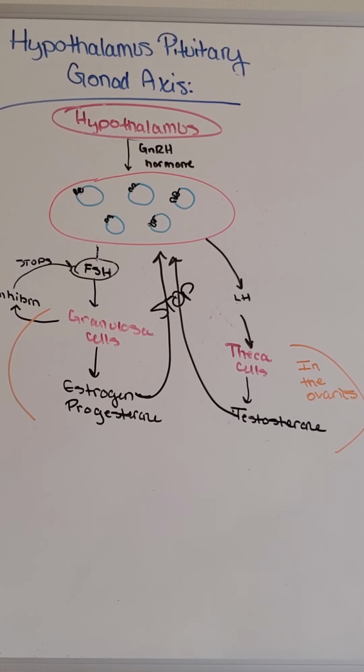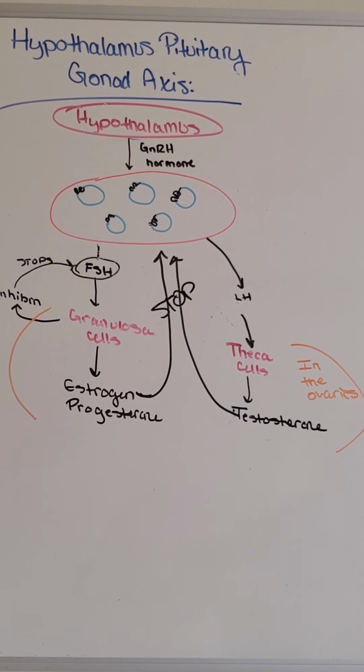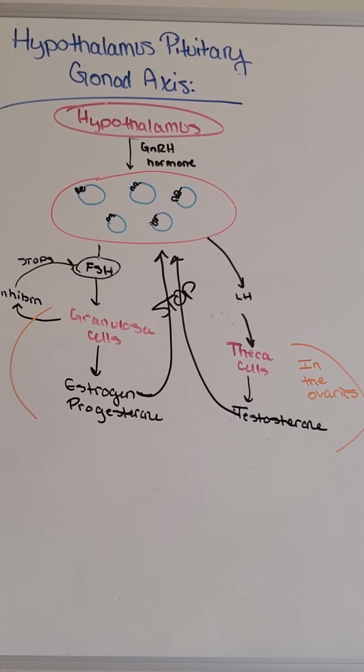FSH and LH. The FSH and LH will then travel through the blood after leaving the anterior pituitary gland, and they travel to the ovaries. The ovaries have two different cells that we're going to focus on here, the granulosa cells and the theca cells. So luteinizing hormone will act on these theca cells to produce testosterone, and then FSH acts on the granulosa cells to produce estrogen and progesterone. And just like everything else, they have little receptors specific for the FSH or the LH on those cells.